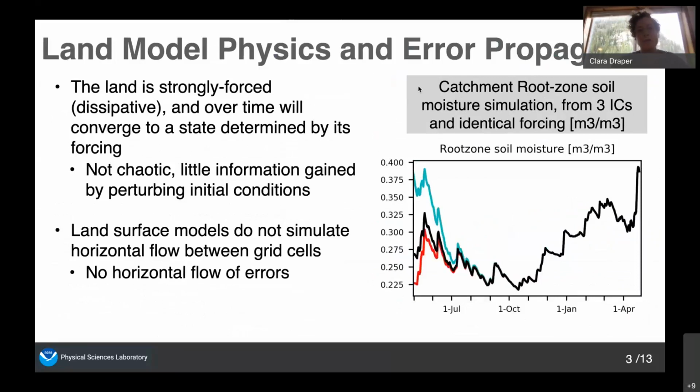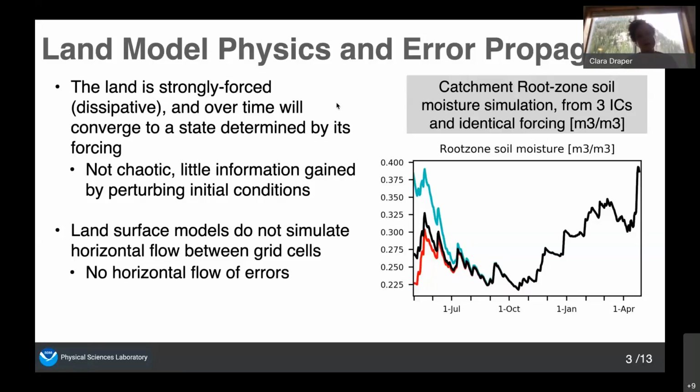Okay, so before going on to that, I just want to take a minute to talk about some of the differences between land models and atmospheric models, because they're quite fundamentally different and in ways that affect the error propagation in each system. And so we need to design our ensemble systems in ways that are aware of that. So the most important issue here is that the land is strongly forced or dissipative, which means that basically if you run a forecast for long enough, it will converge to a state determined entirely by its forcing, regardless of what the initial conditions were.